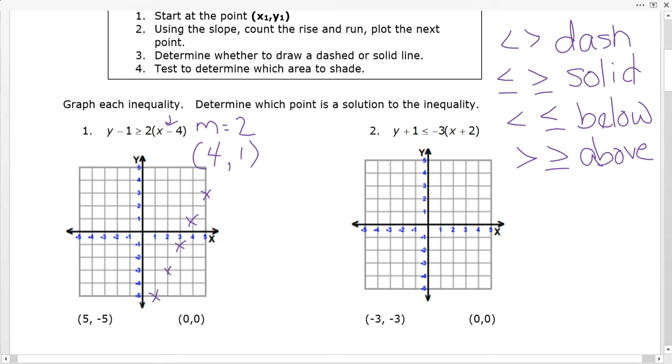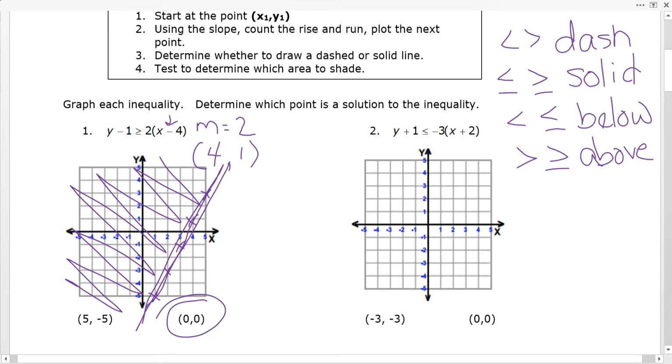Okay, so there's my points, and I can draw my line. It's greater than or equal to, so it's going to be solid. And that is not even close to on my points, but you get the idea. And since it's greater than, this part is going to be shaded because my y values are greater than my intercept. And 0, 0 is one of my points, and 5, negative 5 is not.